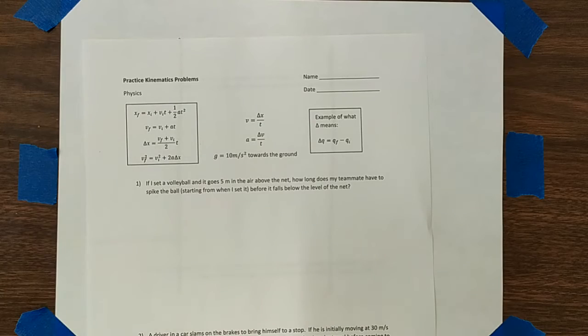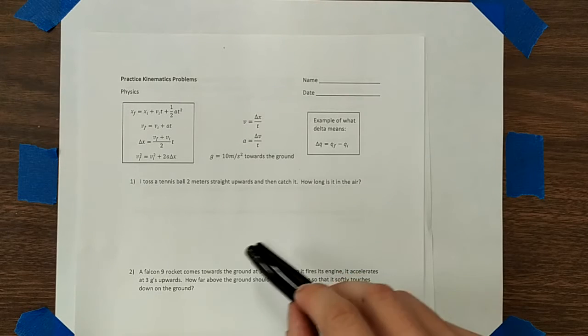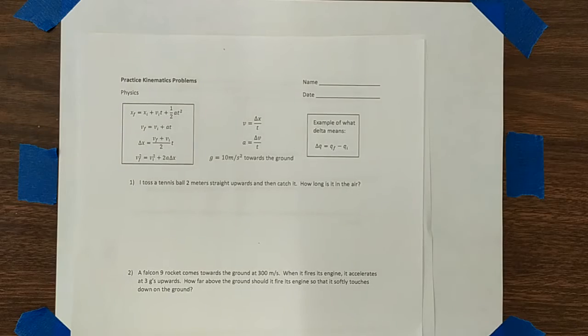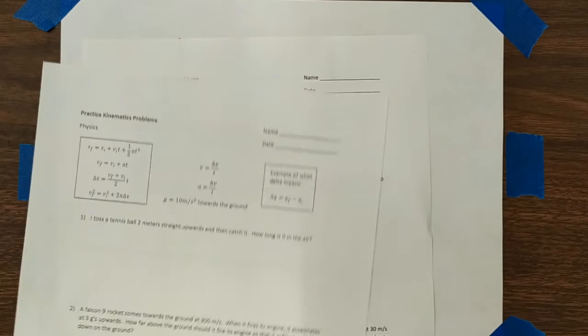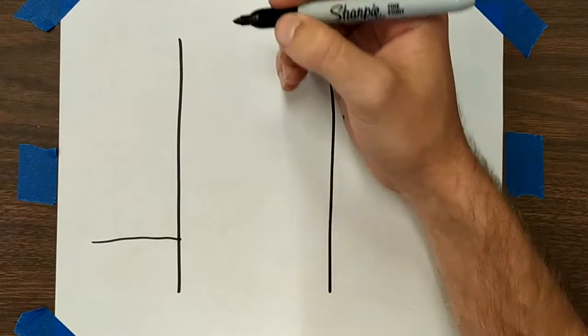This is a reflection problem. It is almost exactly the same as this one, so we're going to solve it in the same way as we would the one with the tennis ball going 2 meters up in the air and coming back down. But I'll just go through that right now. So I'll start off with a picture. Again, this is a reflection problem, which means that the volleyball is going up and it's coming back down.